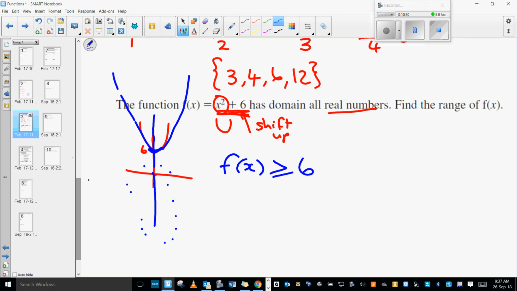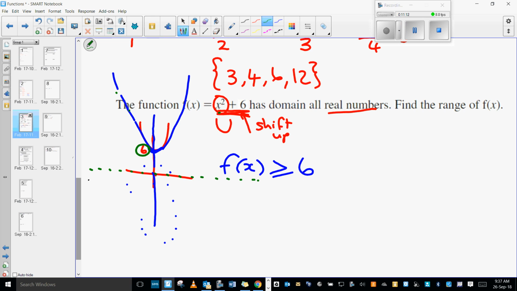Because our domain could be any real numbers, we could have picked any number along here. When we substitute it into this expression, it's always going to give us an answer that's greater than or equal to 6 because of where it sits on the graph. And that's our range.